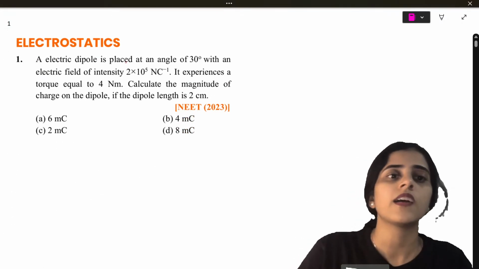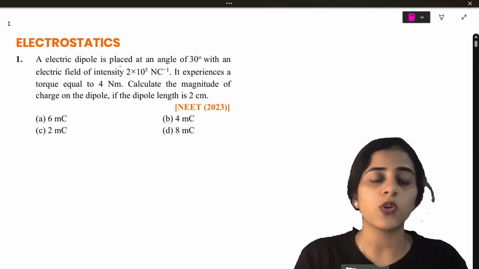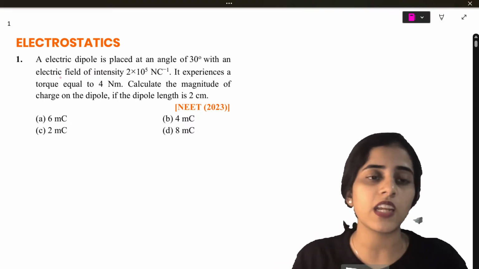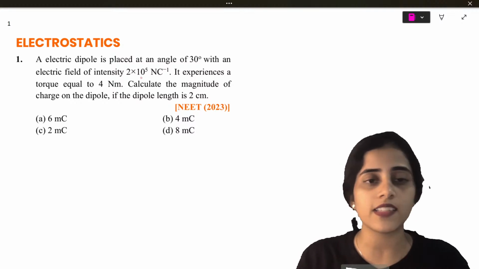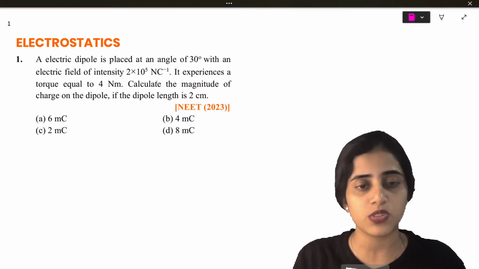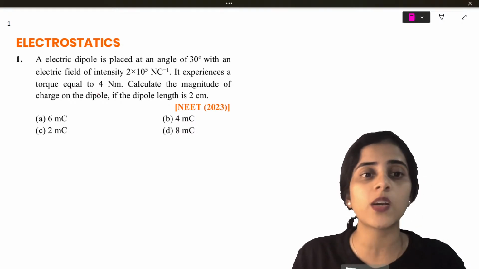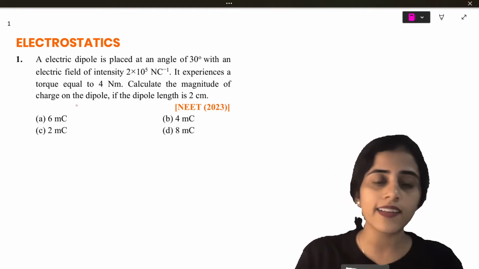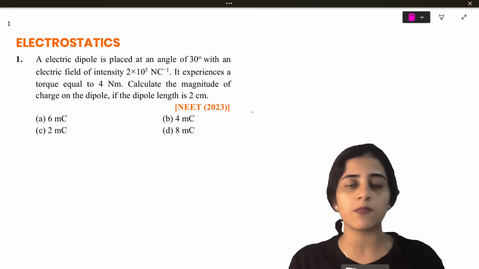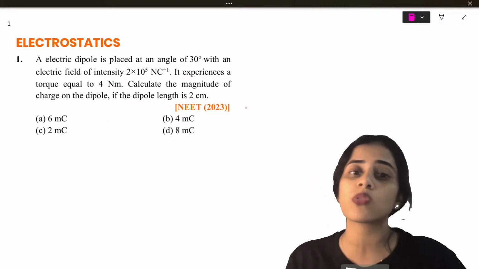An electric dipole is placed at an angle of 30 degrees with an electric field of intensity 2 into 10 raised to 5 Newton per coulomb. It experiences a torque equal to 4 Newton meter. Calculate the magnitude of charge on the dipole if the dipole length is 2 centimeter.